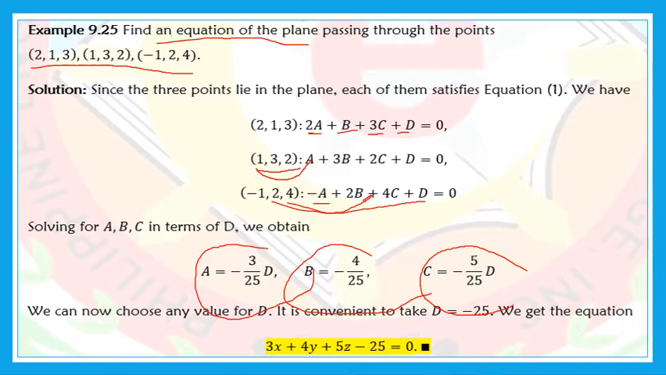Okay. So, si 3, yan yung na-obtain natin na result kay A. Si 4 naman is kay B. If ang D natin is negative 25. Tapos, si 5, yan yung sa C. And then, minus 25, that is our D, which is equal to 0. So, this is an equation of the plane passing through the points. Itong tatlong points na to.